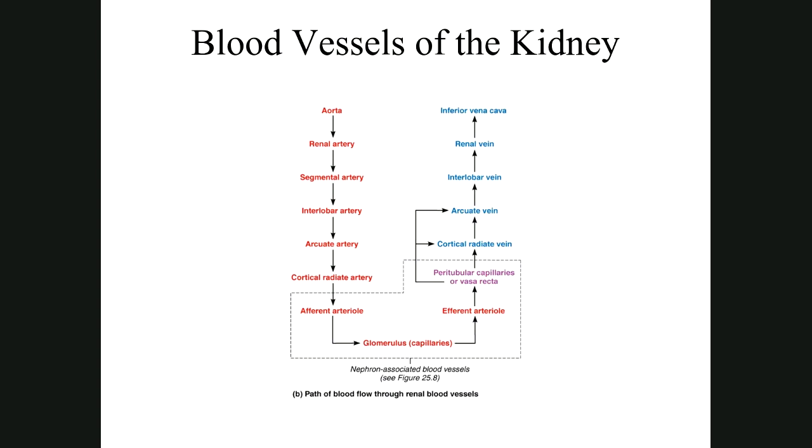What is nephron? Nephrons are the structural functional units that form the urine. They are more than 1 million per kidney. They have two major parts, renal corpuscle and renal tubule.